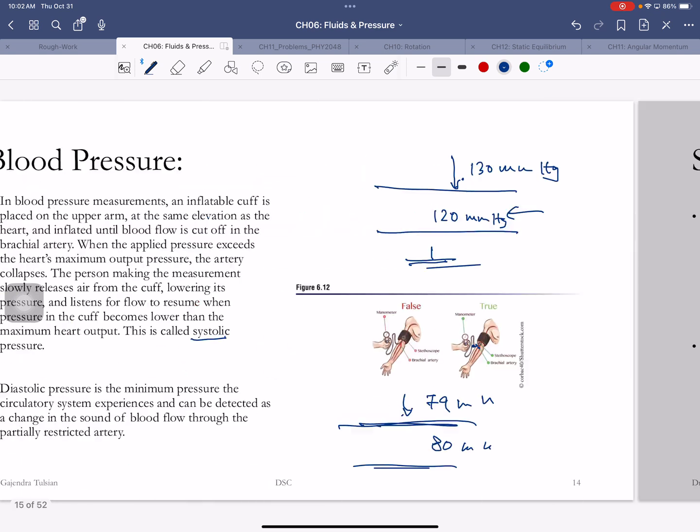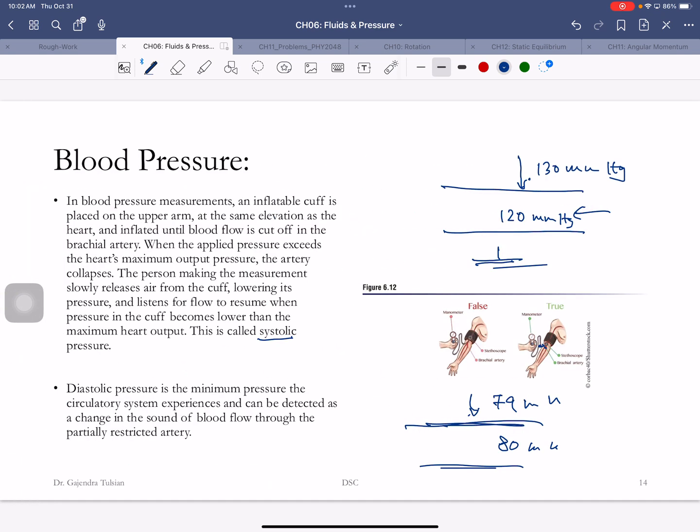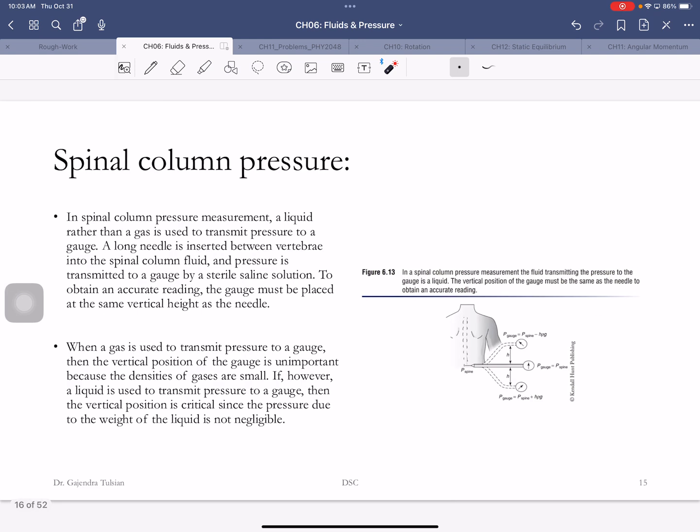All right, so here's the point. On the cuff, when you're measuring the pressure, this is transmitted by air. Air doesn't weigh much, so this gauge can be anywhere you want. The air hardly weighs anything. But when you're measuring the pressure of your spinal fluid, this is transmitted by saline. The pressure is transmitted, and that gauge has to be at exactly the level where you're measuring the pressure. Do you remember that?